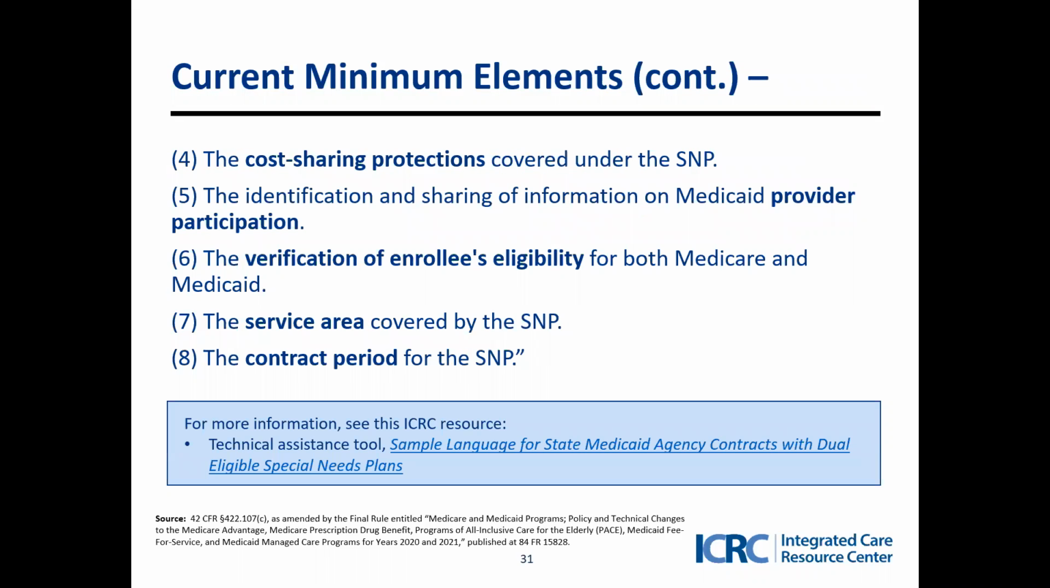The fourth element is that the contract must include the cost-sharing protections that are covered under the D-SNP, and it must also indicate how the D-SNP will identify and share information on Medicaid provider participation. It must indicate how the D-SNP will verify an enrollee's eligibility for Medicare and Medicaid, and it must also include the D-SNP service area and contract period.